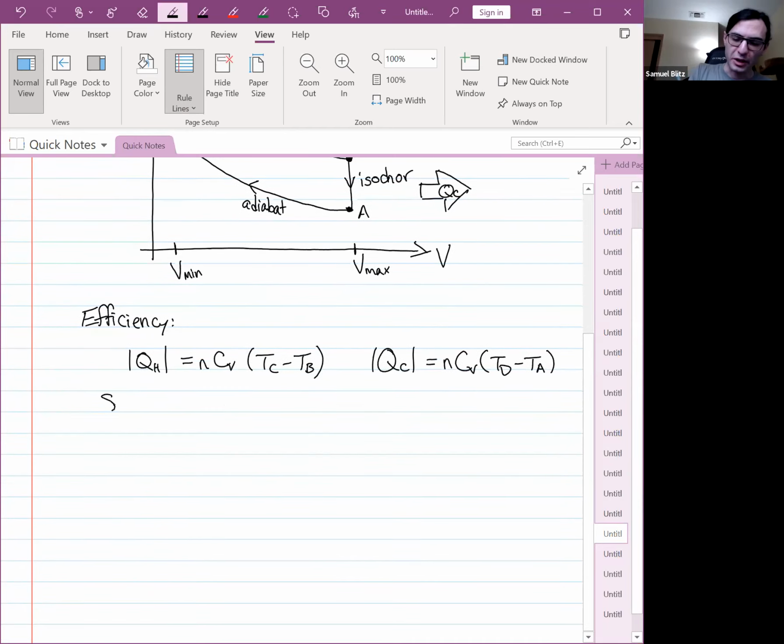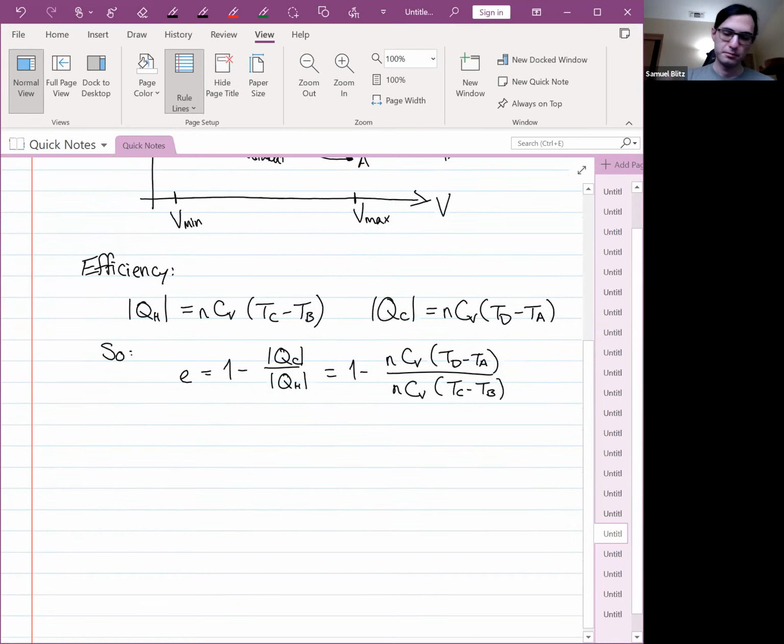And so we can compute the efficiency. The efficiency is 1 minus the absolute value of QC divided by the absolute value of QH, which is 1 minus nCV times Td minus Ta divided by nCV times Tc minus Tb. This simplifies down to 1 minus Td minus Ta divided by Tc minus Tb. Now, we could just say, okay, we're done. But this isn't a particularly useful formula because we would need to measure the temperature at all 4 points in our cycle, which is a little bit hard to do.